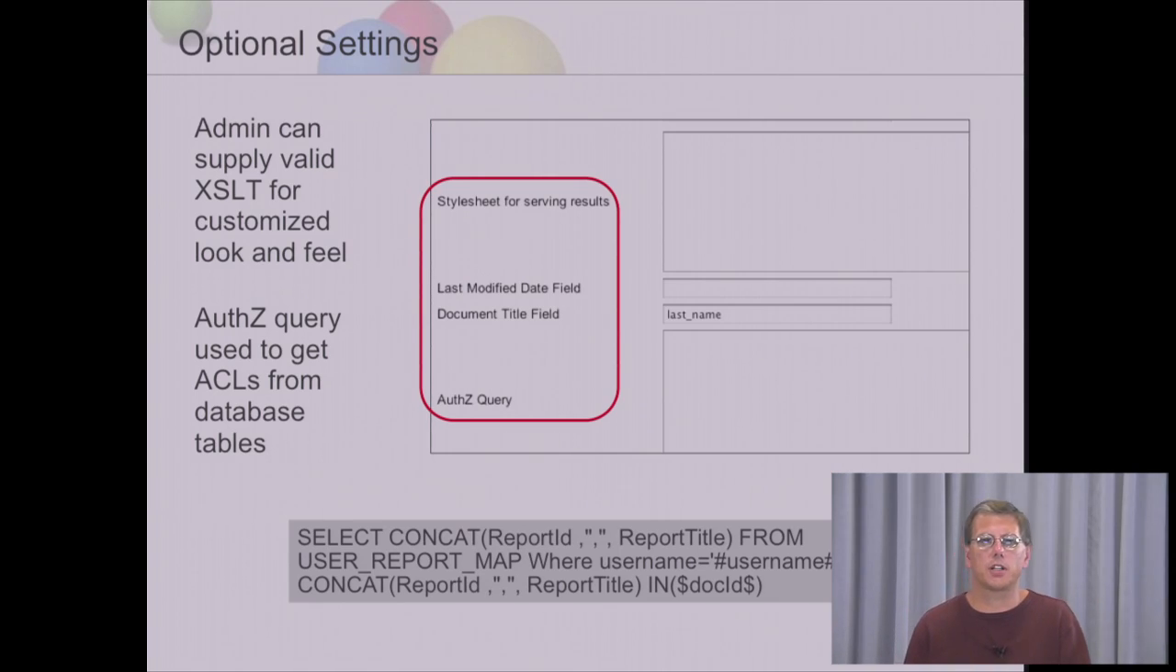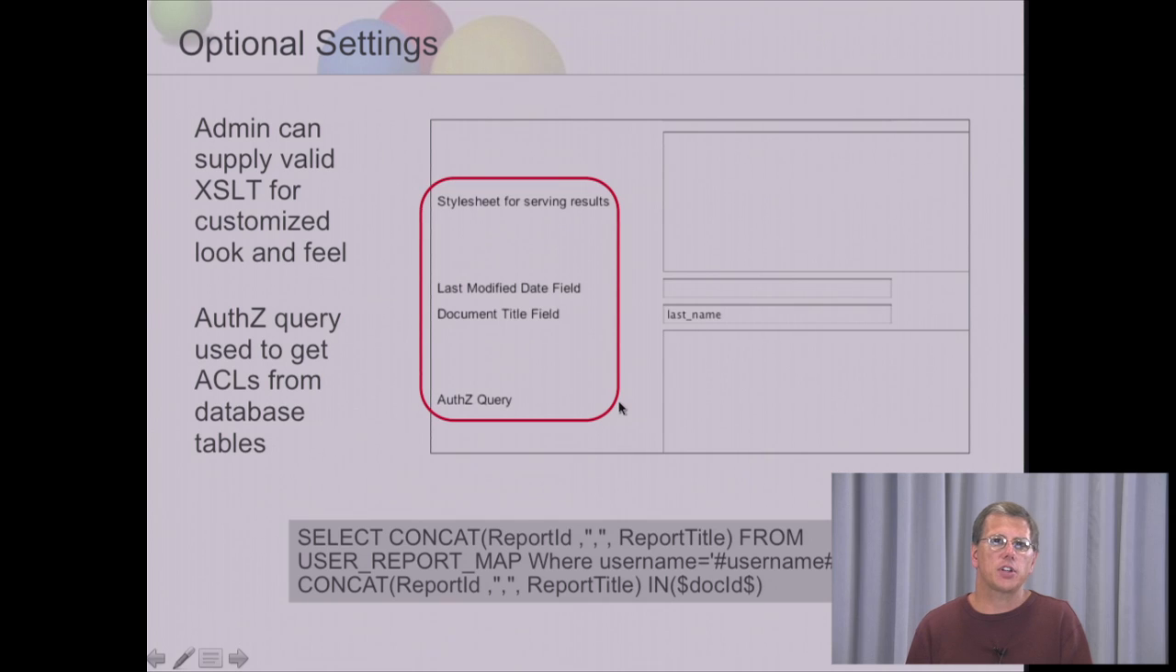Some final notes to talk about databases. If you want to modify the style sheet for serving results, here's where you can do that in the configuration page. You can also enter in a last modified date field, because remember, we're getting data from a database table, and that last modified date information can be anywhere inside of that table. So you want to make sure you identify the field for it. This will give you your document date in the index. And you can also specify the document title field.